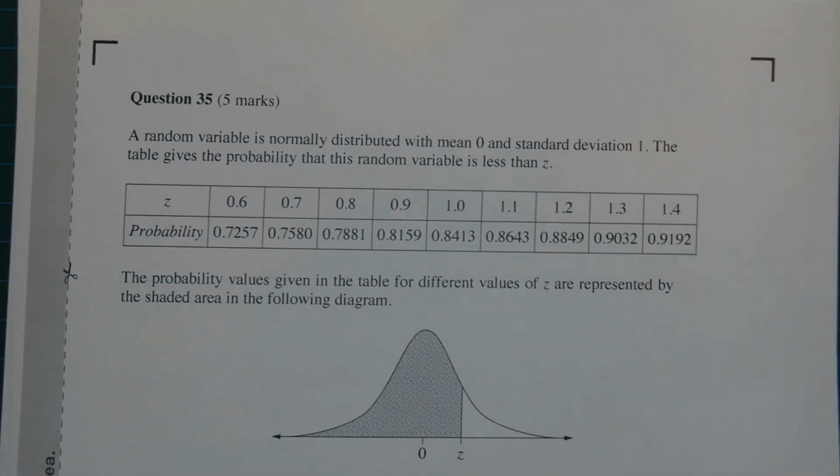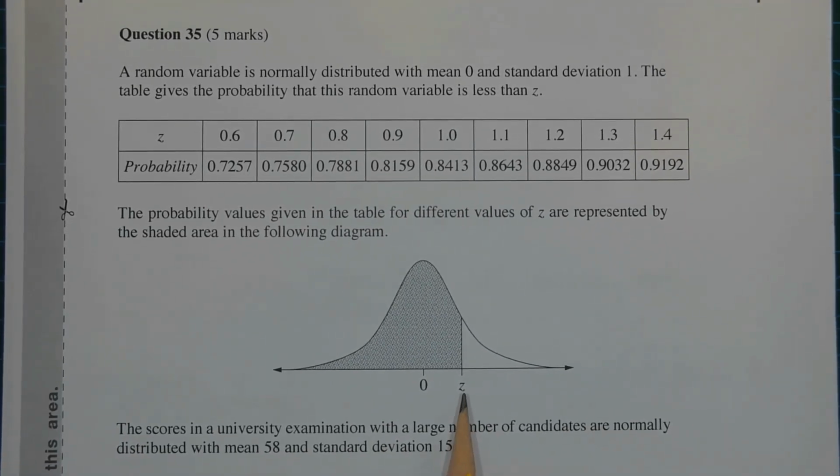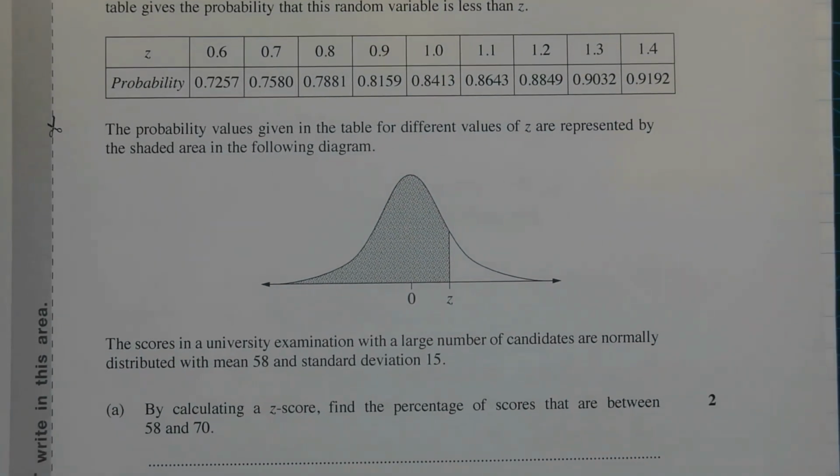So I'll just show the table there on the screen. So we have a z-score here of 0.8, and from the table, z equals 0.8 corresponds to 0.7881. That means 78.81% of scores lie below or to the left of z. But we want the percentage of scores that lie between z equals 0 and z equals 0.8. Just put the diagram back up on the screen.